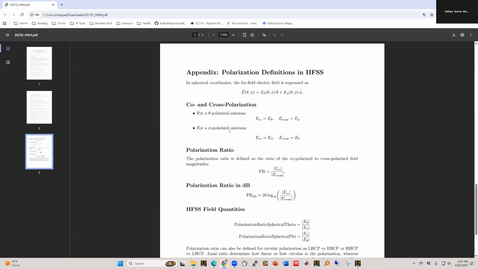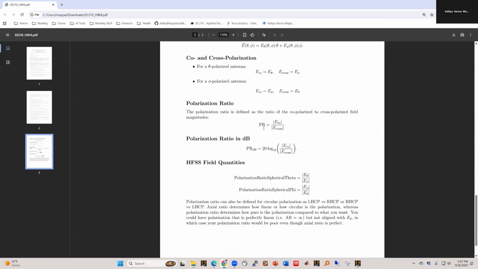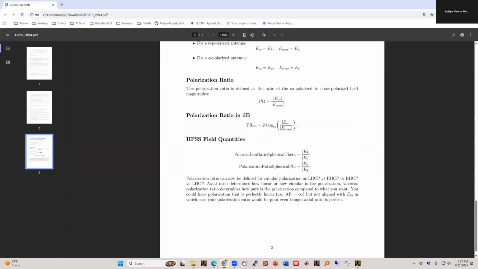If you oriented your antenna such that the copole, the desired polarization, is E phi, then E co is defined as E phi and E cross is defined as E theta. Okay, and then the polarization ratio is given by the ratio of E co to E cross. So in dB it would be 20 log of that. And in HFSS, we'll see now that you can define different types of polarization ratios. So you can plot the theta polarization ratio, which is E theta over E phi, or the phi polarization ratio, which is E phi over E theta.